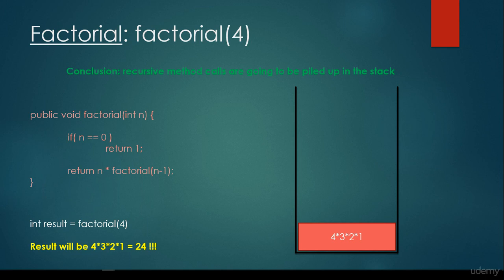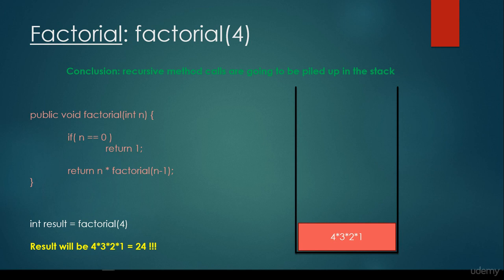So the conclusion is that recursive method calls are going to be piled up in the stack. And if the size of the stack is not that great, and for example the depth of the recursion is huge, then we usually get a stack overflow. That's why, for example, calculating the factorial of 1,000,000 is not going to work fine, because we are not going to be able to pile up as many function calls in the stack as we would need to calculate the factorial of a huge value. I think it is pretty interesting to see how recursive method calls work in practice, and what it has to do with the call stack.